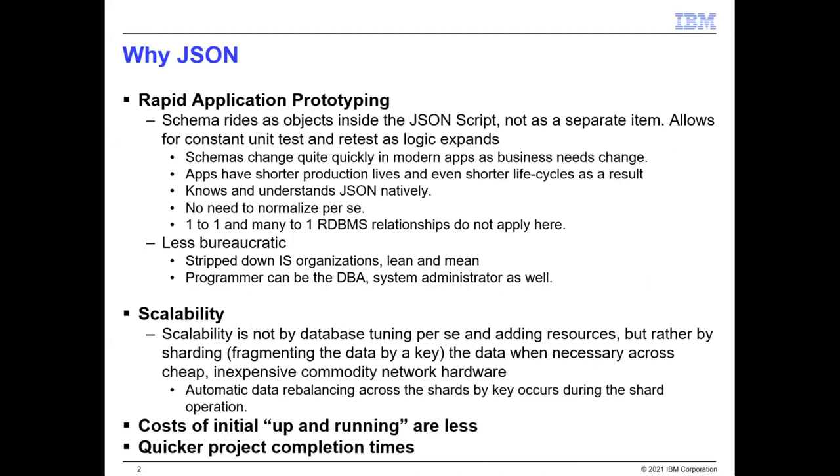So it's less bureaucratic. It scales. We don't do it by database tuning, at least not the way we're used to doing it in the world of Informix, but rather we do something called sharding, which is we take a collection, which is a table by the name in Informix, and scale it by sharding out on a key of a table the necessary data across cheap, inexpensive commodity hardware all networked together. And there's some automatic data rebalancing that can go on here between the shards on the key fields during the shard operation. The end result is you have less downtime and more uptime and more scalability all at once and a quicker project completion time.